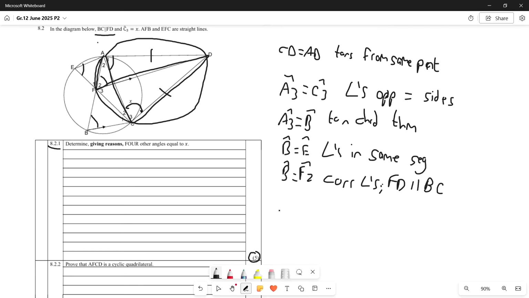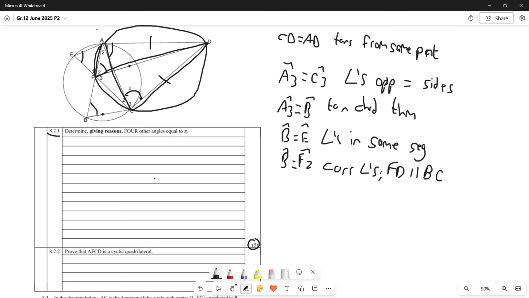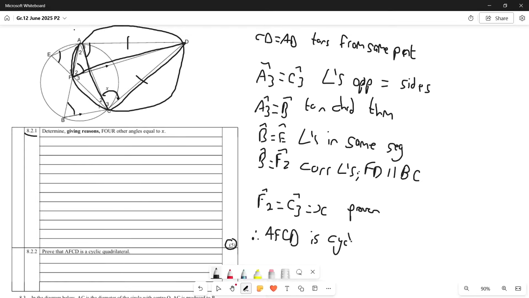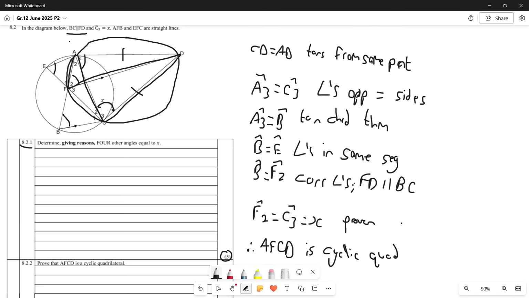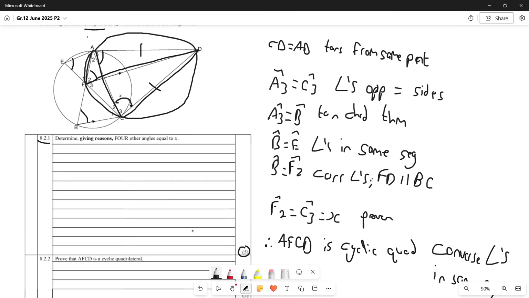So we can just go ahead. It is only a 2-mark question, which means there wasn't a lot of work for us to do. This was the follow-on question to help us prove this question. We can just say F2 equals C3 equals x. This was proven already. And because of that, therefore AFCD is a cyclic quad. And our reason for this is converse angles in same segment. And we have just proven that AFCD is a cyclic quadrilateral for 2 marks.